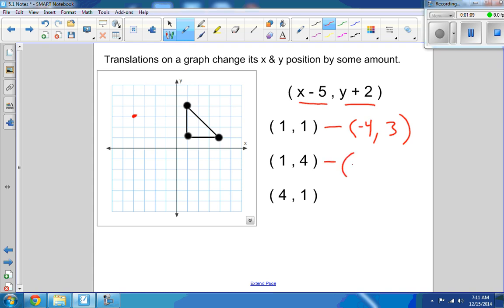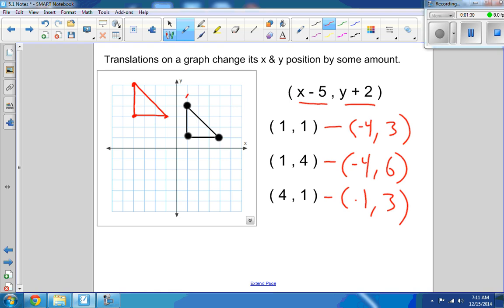1 minus 5, negative 4. 4 plus 2 is 6. So negative 4, 6. Then (4, 1). 4 minus 5 is negative 1. 1 plus 2 is 3. So that is my translated object.